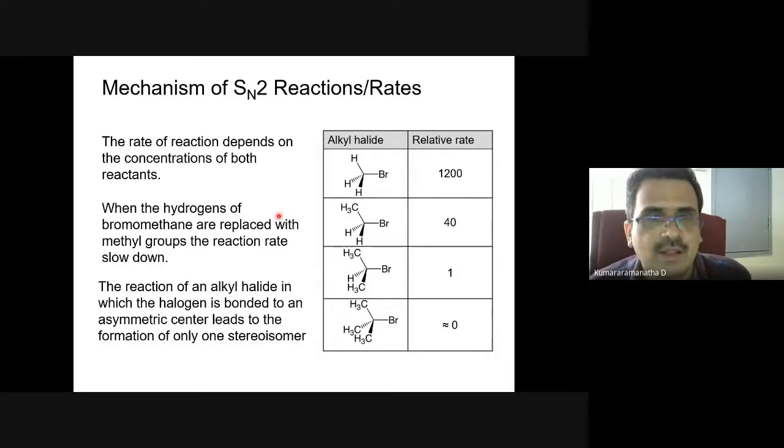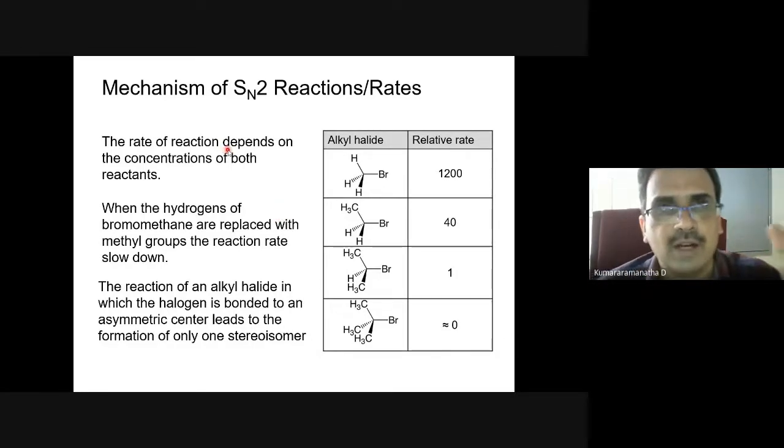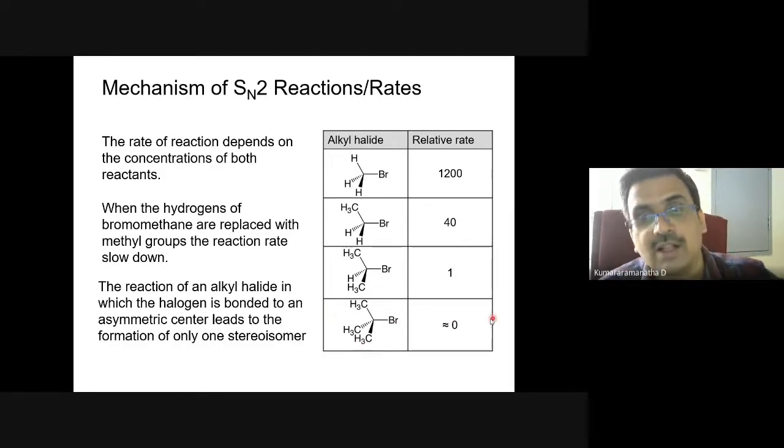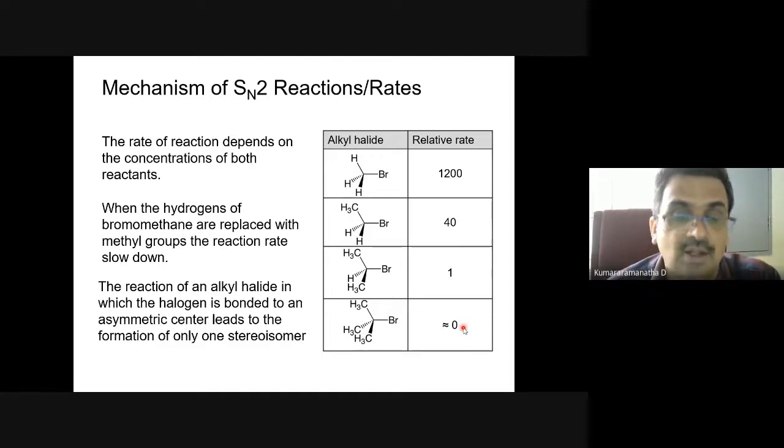In this case, you can view here how the SN2 reaction works. Reactivity wise, if you have a bromo product, the relative rate is very high. But if you start substituting more and more hydrogens with groups, the reactivity rate reduces. When you go for the tertiary butyl bromo compound, there is no reaction happening, which essentially says this follows SN2 reaction kinetics with respect to hydrogen replacement.